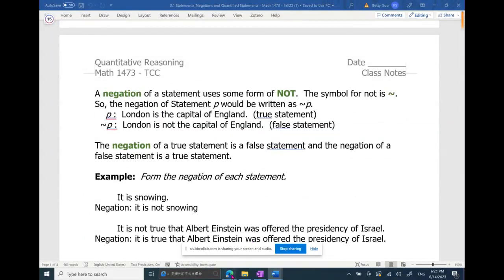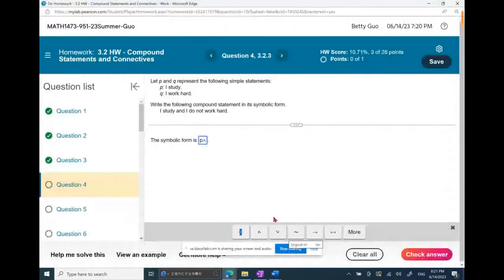So let's go back here. I work hard is Q. Then how do we represent I do not work hard? Wavy sign and Q. Perfect. And that's it, we're done. P and not Q. The structure is a conjunction. One component is P. The other component is not Q.